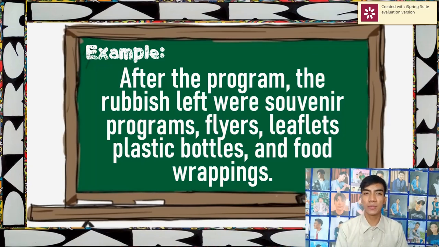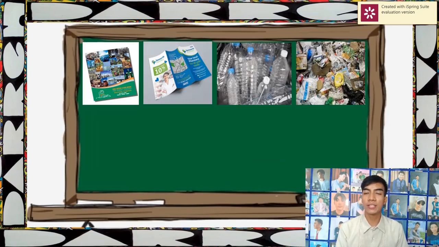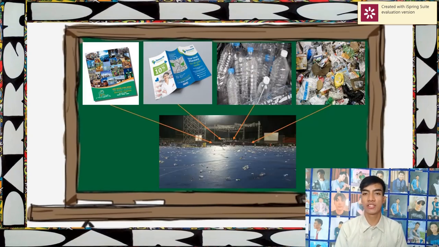The unfamiliar term here is the word rubbish. The sentence provided a list or series of rubbish. We have souvenir programs, flyers, leaflets, plastic bottles, and food wrappings. From this list, then, we could conclude that rubbish has something to do with trash or garbage. Let's have a scenario. If you attend a program, what can you see after inside the venue? Trash, correct? That's how listing works.